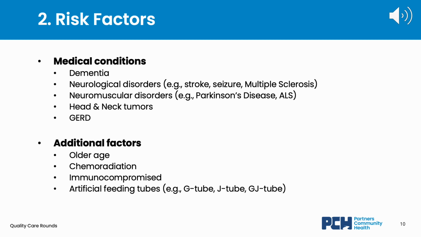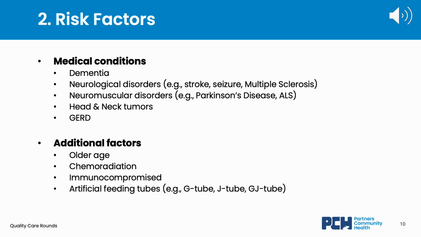Some other risk factors for aspiration pneumonia include the resident's medical conditions such as having dementia, neurological disorders such as a previous stroke, recurrent seizures, or multiple sclerosis, or neuromuscular disorders such as Parkinson's disease and ALS. Ultimately, all of these conditions can make swallowing more challenging and increase the risk for aspirating food intake or even your own secretions. Head and neck tumors and gastric reflux are additional medical conditions that elevate the risk.